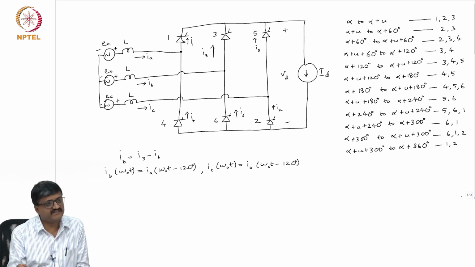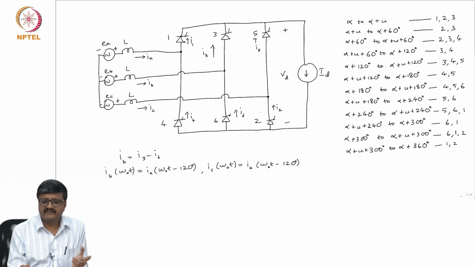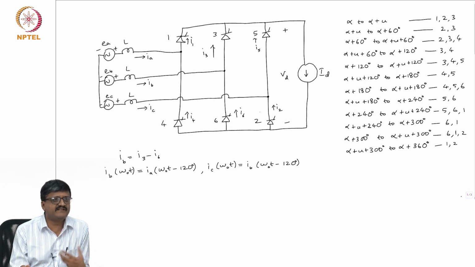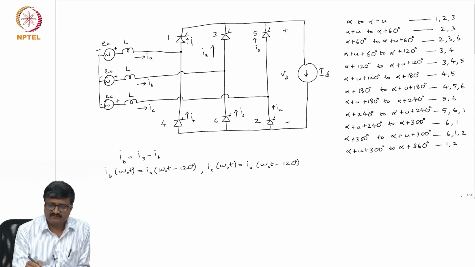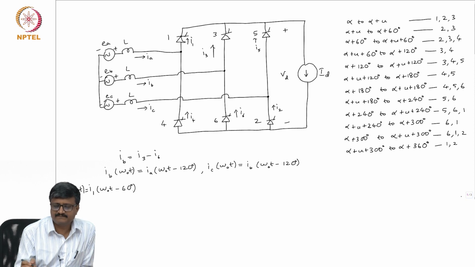So that means I1, I2 up to I6 are identical, except that there is a phase shift between any 2 currents. If I take I2, it is identical to I1 except that there is a delay of 60 degrees. Similarly, I3 is identical to I2 except for a delay of 60 degrees. So if I take I2 of omega t, can I say that it is equal to I1 of omega t minus 60 degrees?